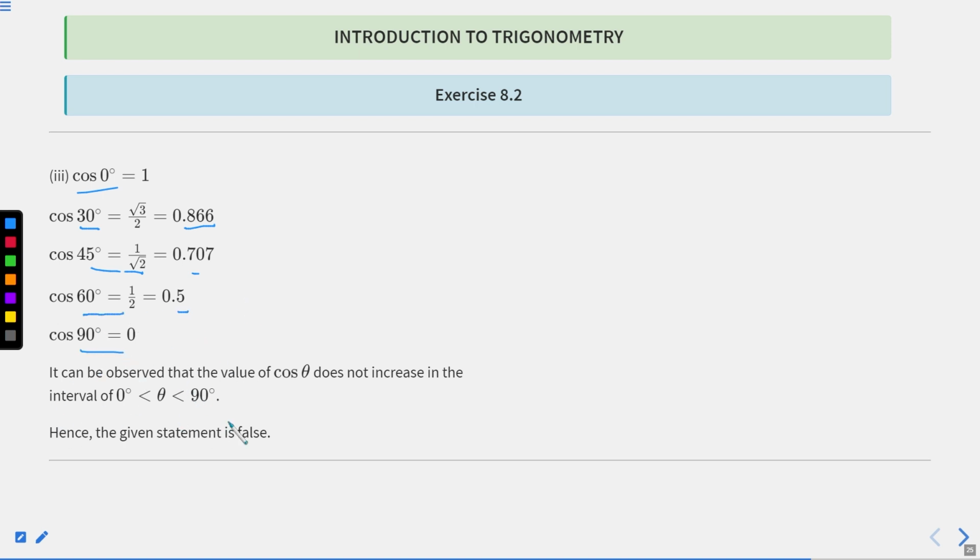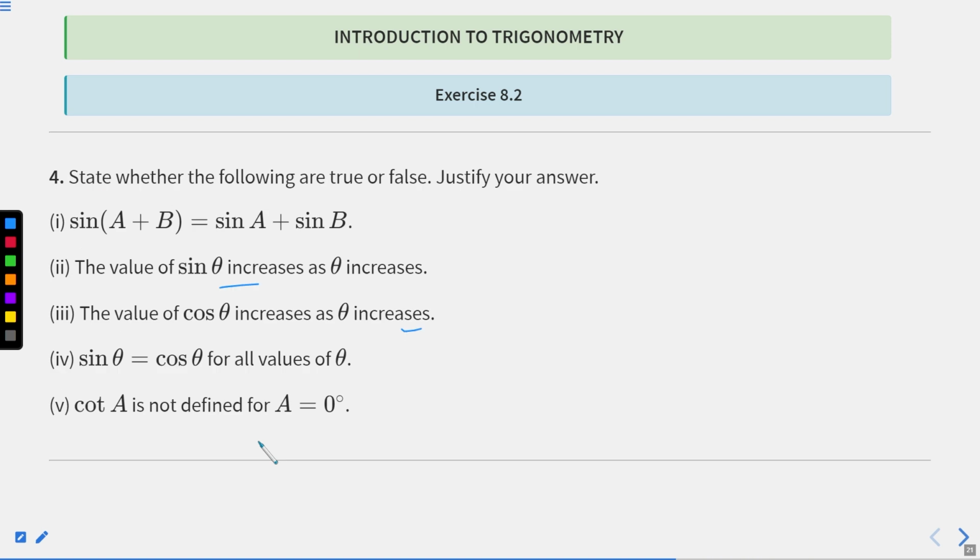90 degree is 0. So it can be observed that the value of cos theta does not increase in the interval 0 degree less than theta less than 90 degree. So cos theta does not increase in the interval 0 degree less than theta less than 90 degree. So the given statement is false. Now let us see statement number 4.